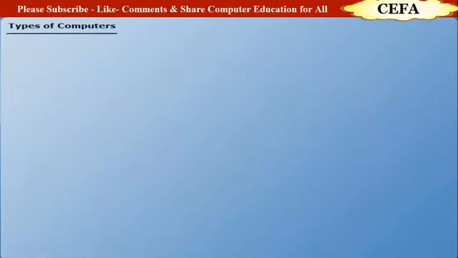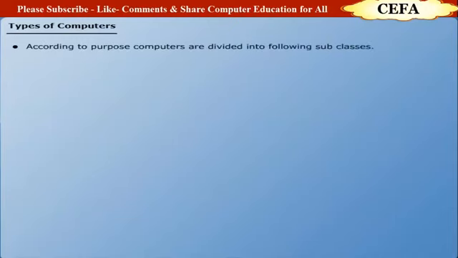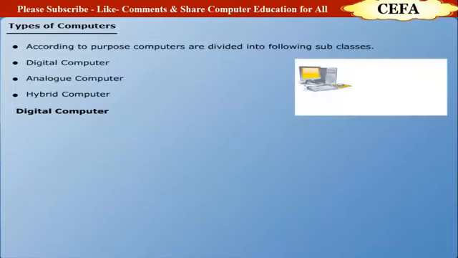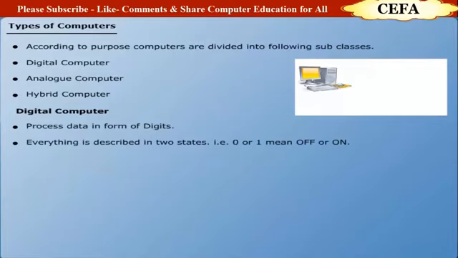Types of computers. According to the purpose, computers are divided into the following subclasses: digital computer, analog computer, hybrid computer. Digital computers. A digital computer processes information in the form of digits. Everything is described in two states, that is, 0 or 1, off or on. These computers are accurate but not as fast as analog. Digital computers serve a general purpose for daily life problems such as making home budgets, playing games, listening to music, etc.